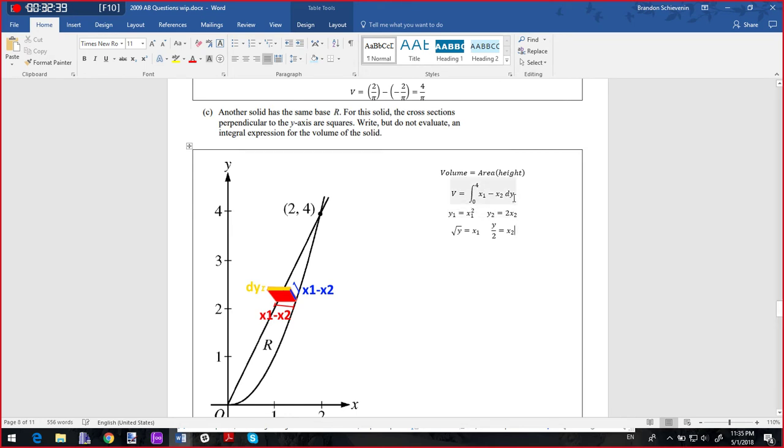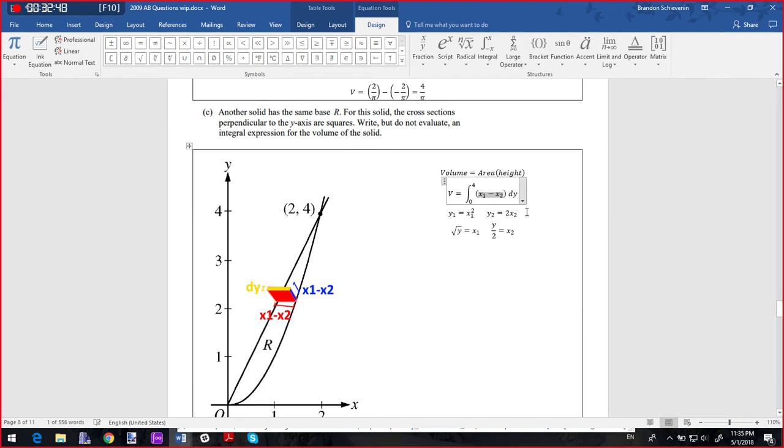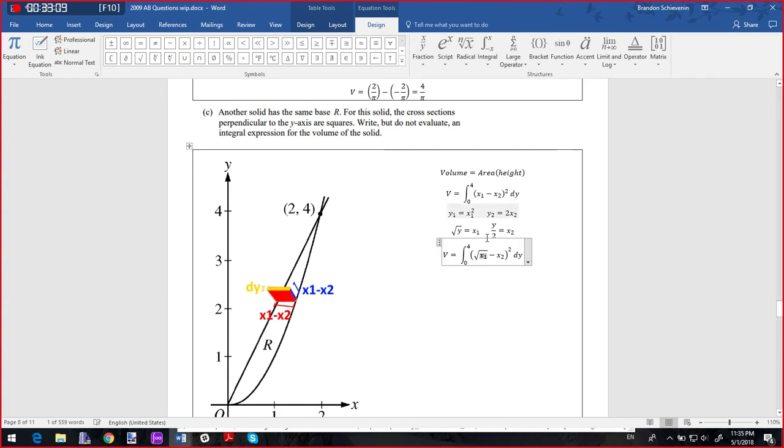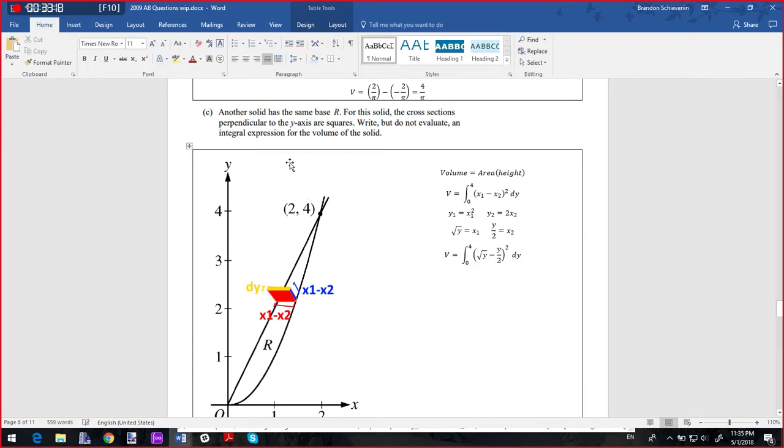I've got all sorts of stuff wrong here actually. So I actually need to square this. I haven't made it a square yet. So let me square that really quick too. In order to get the area of the square, I would need to multiply base times height. So I need to actually square that. Okay, so then I'm going to resubstitute. So this is square root of y, and this is y over 2. We do not need to evaluate this. Okay, so we're actually done right there.